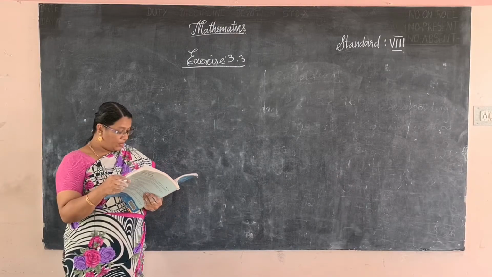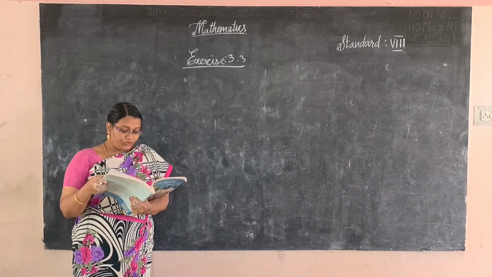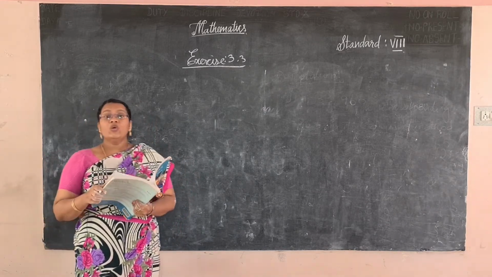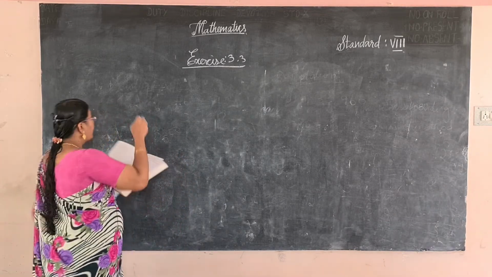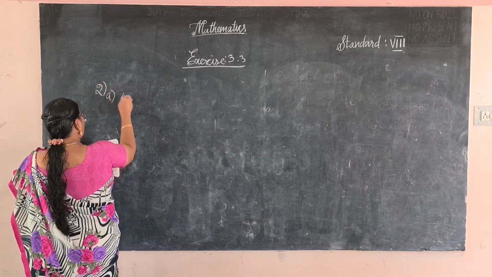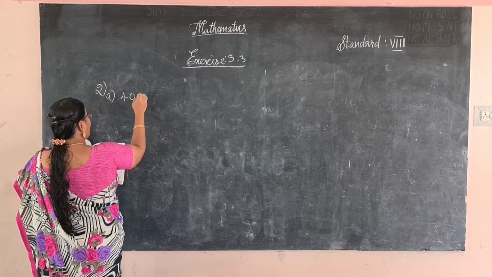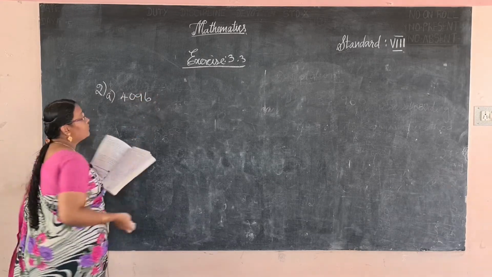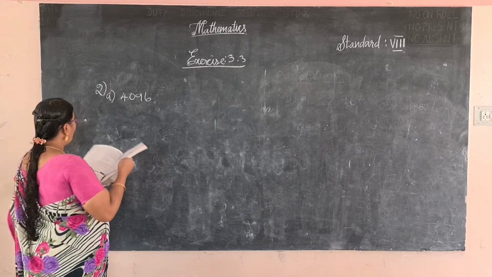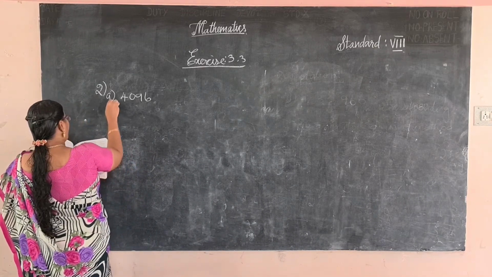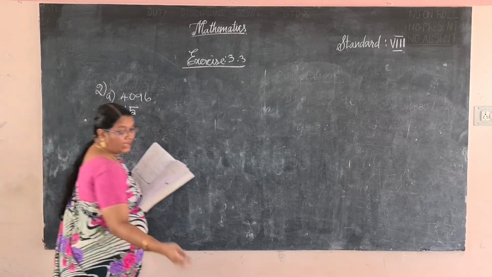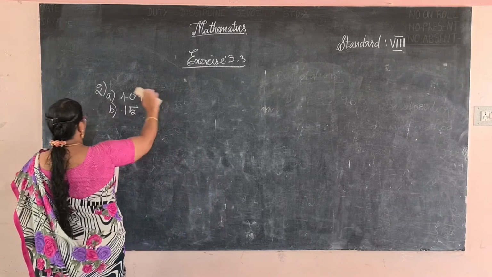Okay, now see the second problem. Use the division method to find the square root of the following numbers. So by using the long division method. Second one, (a) 4096. So the first one is homework. Move to the (b) problem, 15,376. Okay, I will do the difficult one.